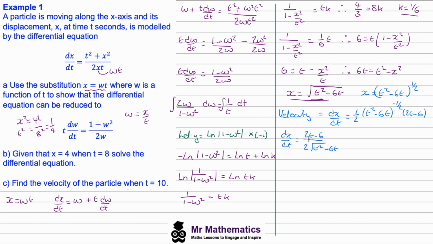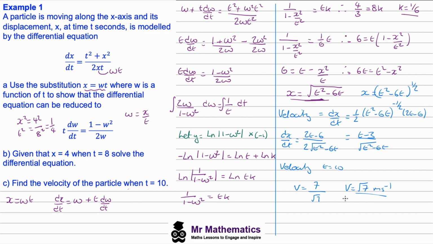We can factor out this 2, so this gives us t minus 3 over the square root of t squared minus 6t. And then to work out the velocity when t equals 10, the velocity will be 10 minus 3, which is 7, and then the square root of 49 minus 42, so the square root of 7. We can rationalize this denominator, so the velocity will be root 7 meters per second.